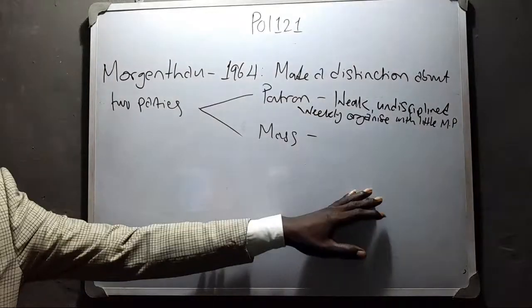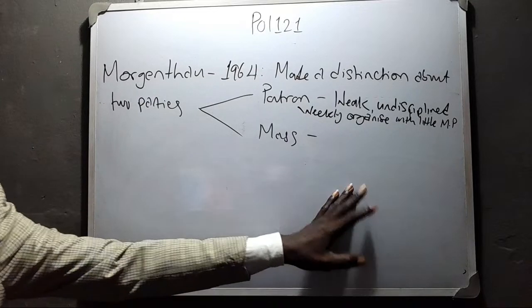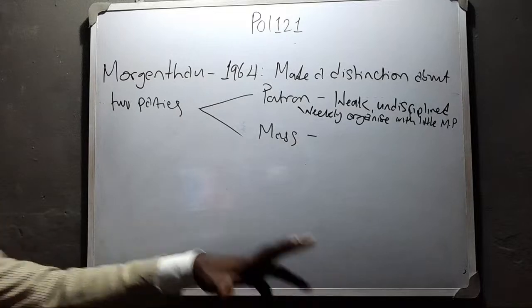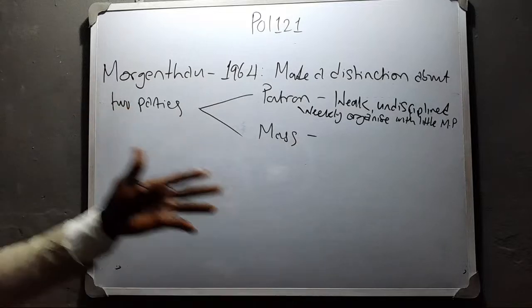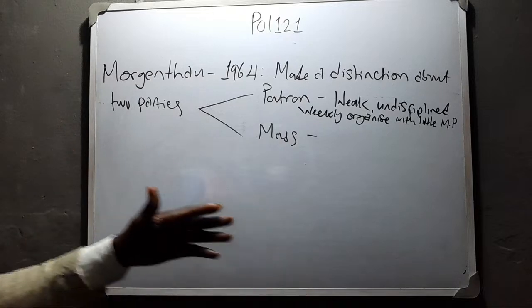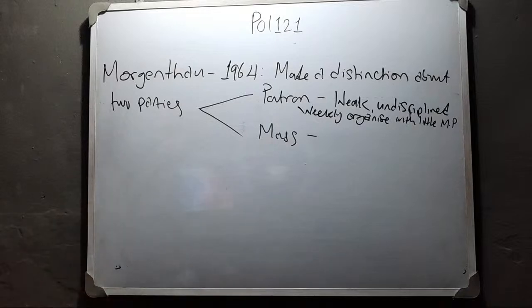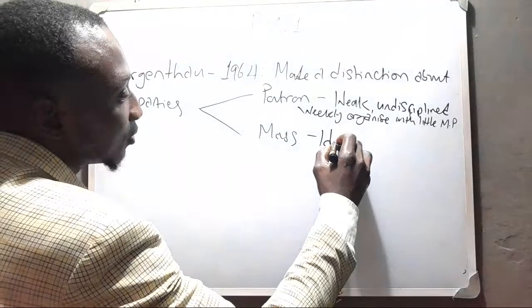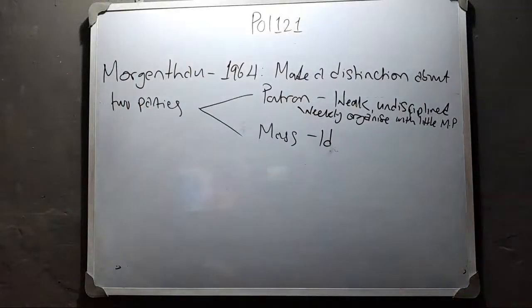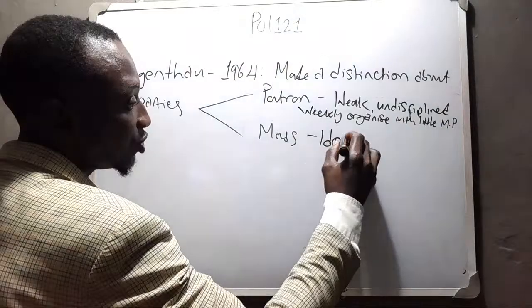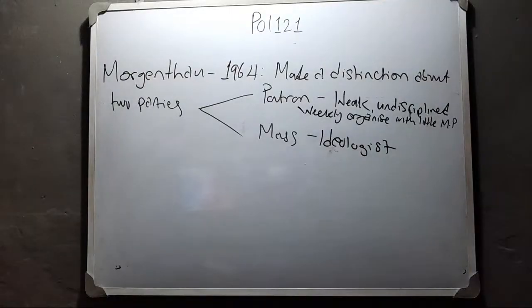Okay? Now, but here in mass parties, countries like Ghana, Ivory Coast, or Guinea had mass parties. Citizens were often mobilized or driven by what? Ideologies to perpetuate leaders in office. Citizens were often mobilized by ideologies.